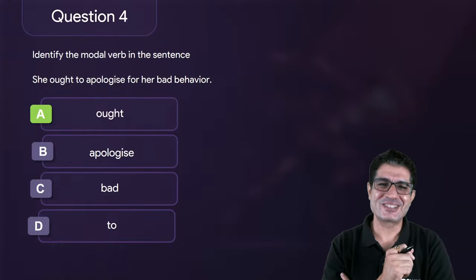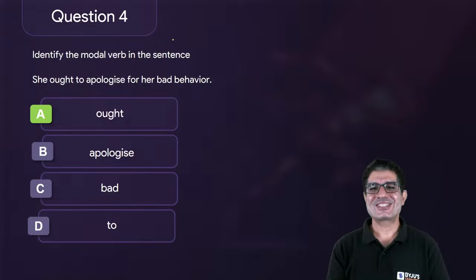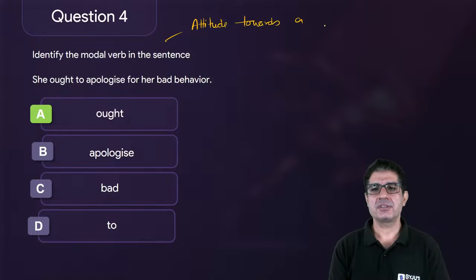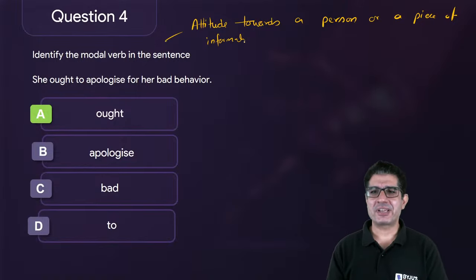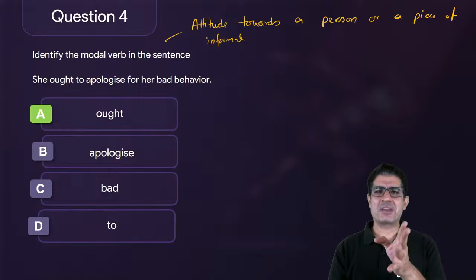So what do modals do? Modals show our attitude towards a person or a piece of information. That's their basic job. Attitude towards a person is how polite or impolite we are. Attitude towards information is how certain or uncertain we are, or what kind of information this is. So remember all those words like can, could, may, might, would, and the one in this case is ought to.